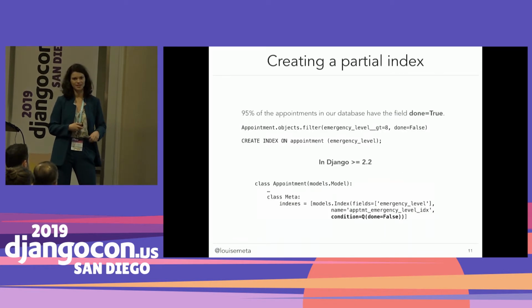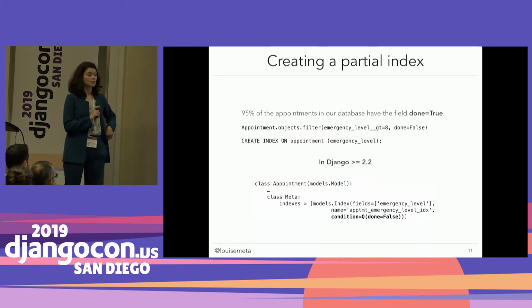And now fun stuff, because that was kind of basic. So you can also create partial indexes, which is really cool. Here in my database, I have appointments, and 95% of them have been already done. Like a bird took care of it. So I end up with that field done equal true for most of my rows.